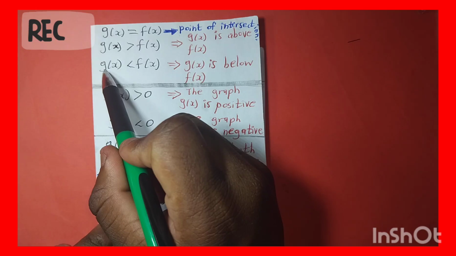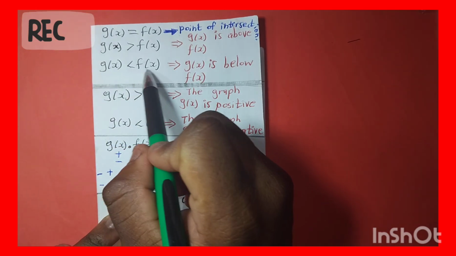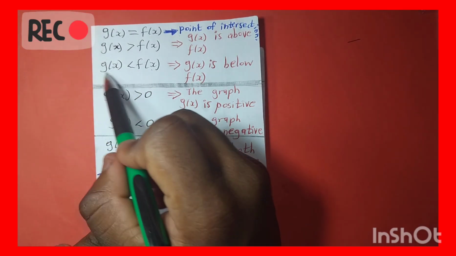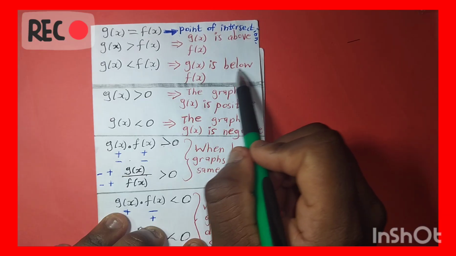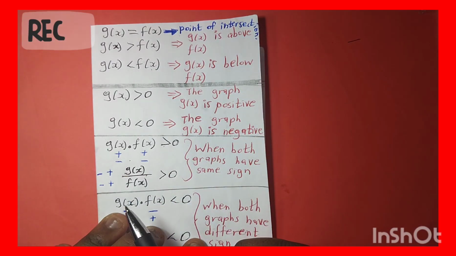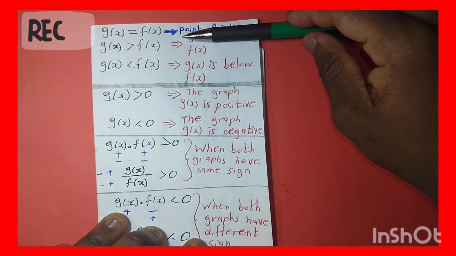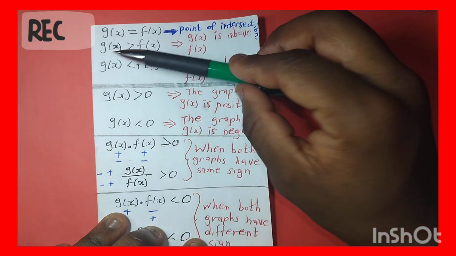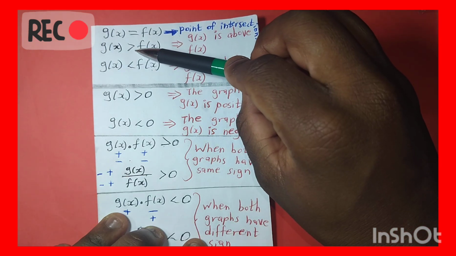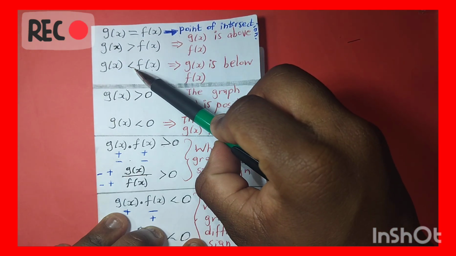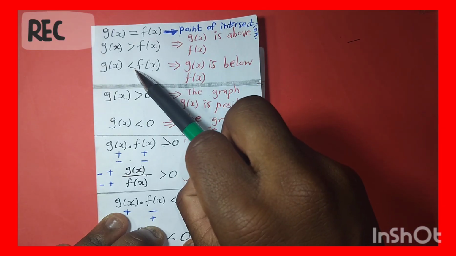But if you see g of x less than f of x, it means that g of x is below f of x there. So please know the difference between these two things. When you see greater than, it means it's above. When you see less than, it means it's below. Do you see this thing?